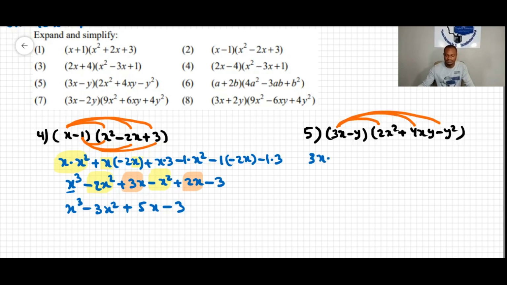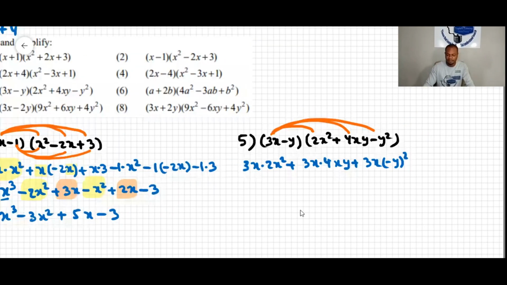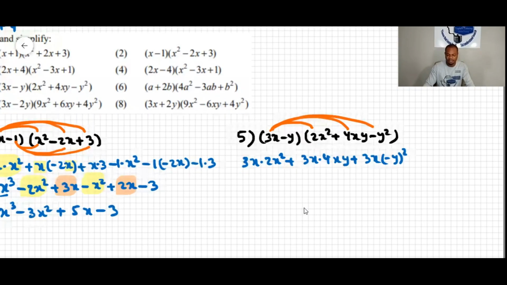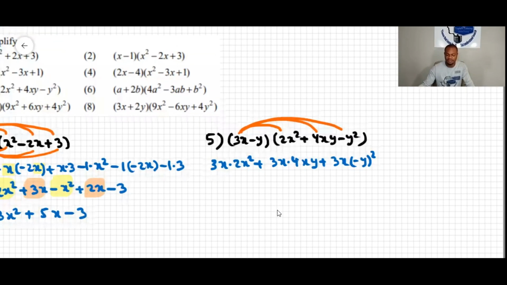3x times 2x squared, and then plus 3x times 4xy, plus 3x times negative y squared. Now we're done with the 3x. Now let's take the negative y. I can do it in the following line.